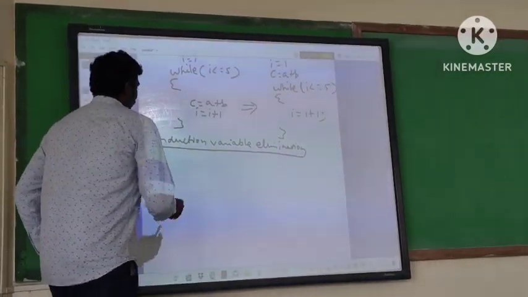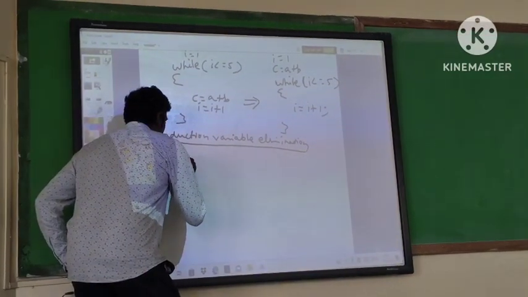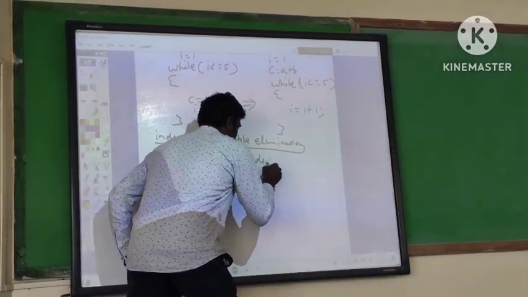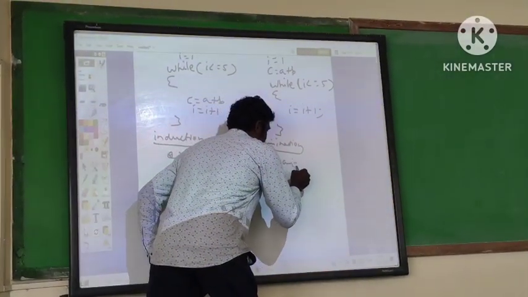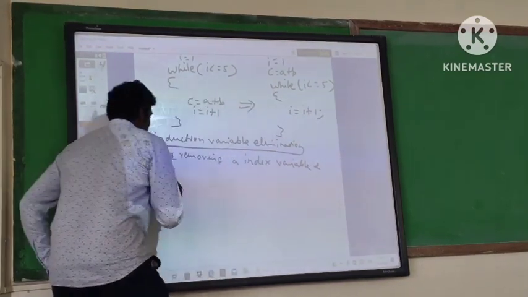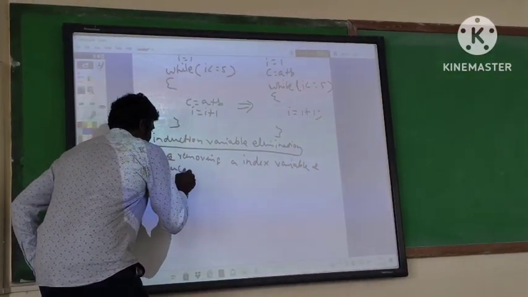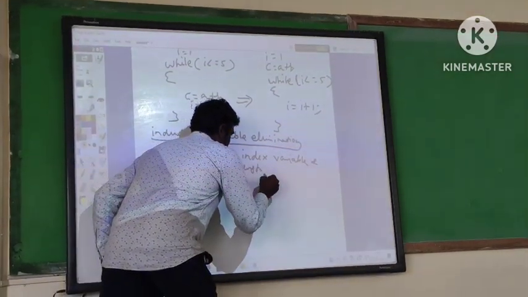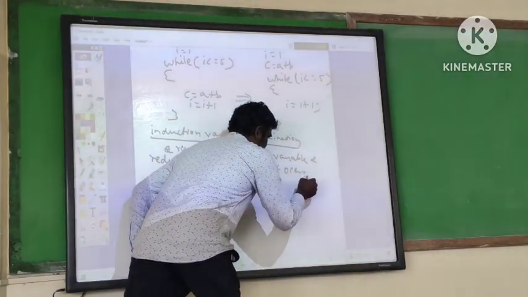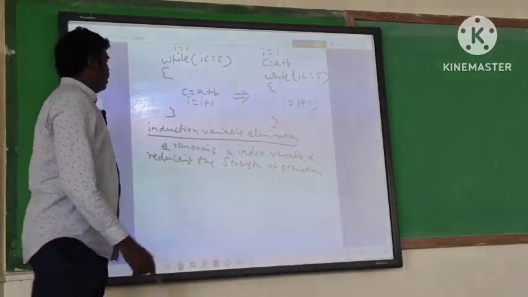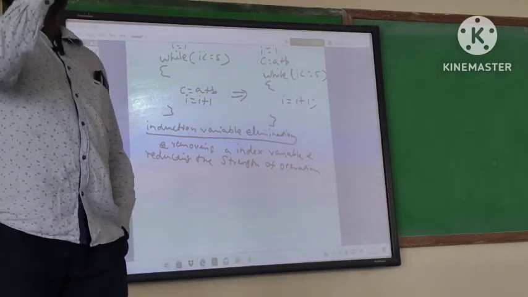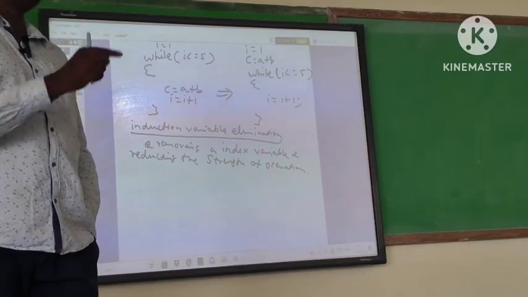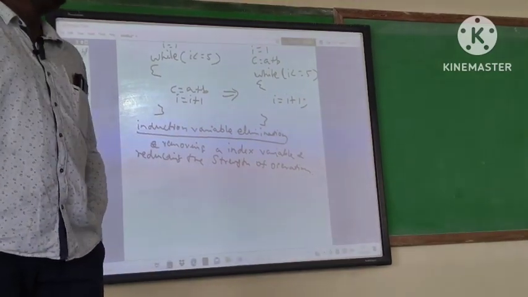Now see here: eliminating or removing an index variable and reducing the strength of the operation. Reducing the strength of the operation is called induction variable elimination. Now the question arises: what is meant by reducing the strength of the operation? Very important question. What is meant by reducing the strength? How will you reduce the strength?